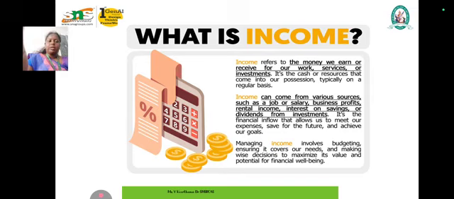So income can come from various sources. That can be job, salary, or business profit, or rental income, interest on savings, dividend or from investments. Managing income involves budgeting, ensuring it covers our needs and making wise decisions to maximize its value and potential for financial well-being.